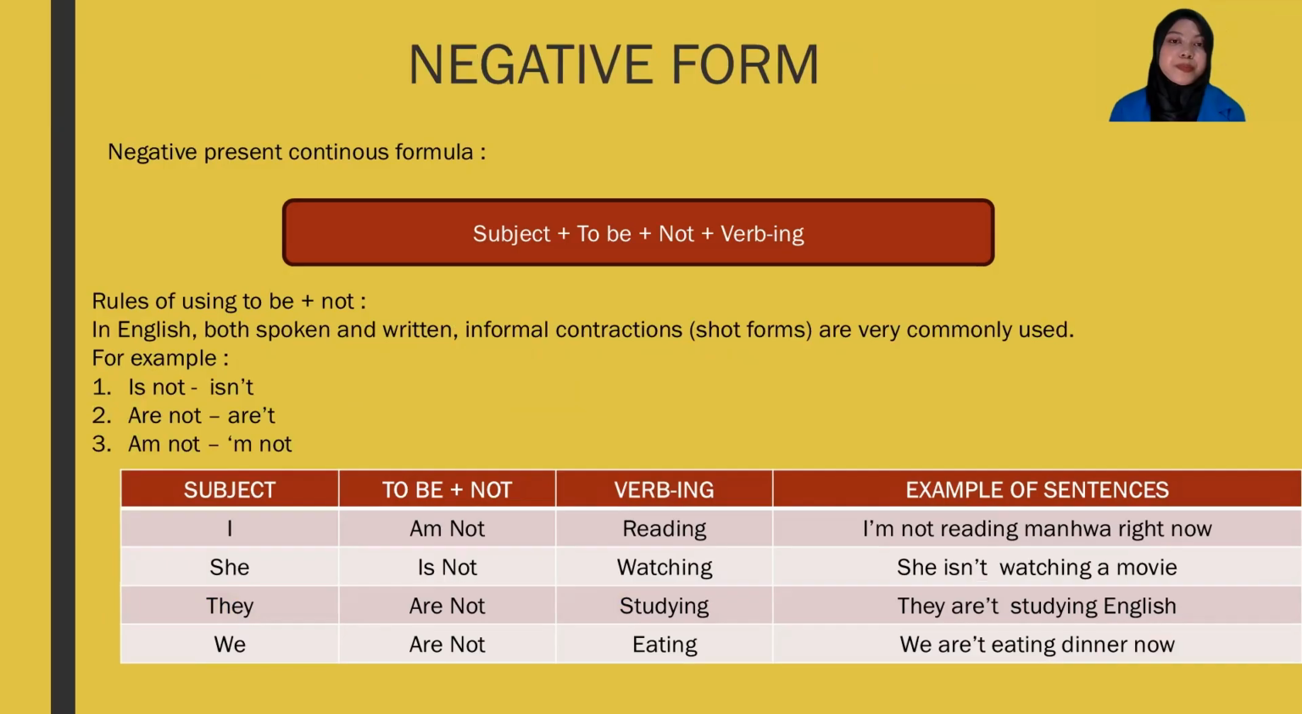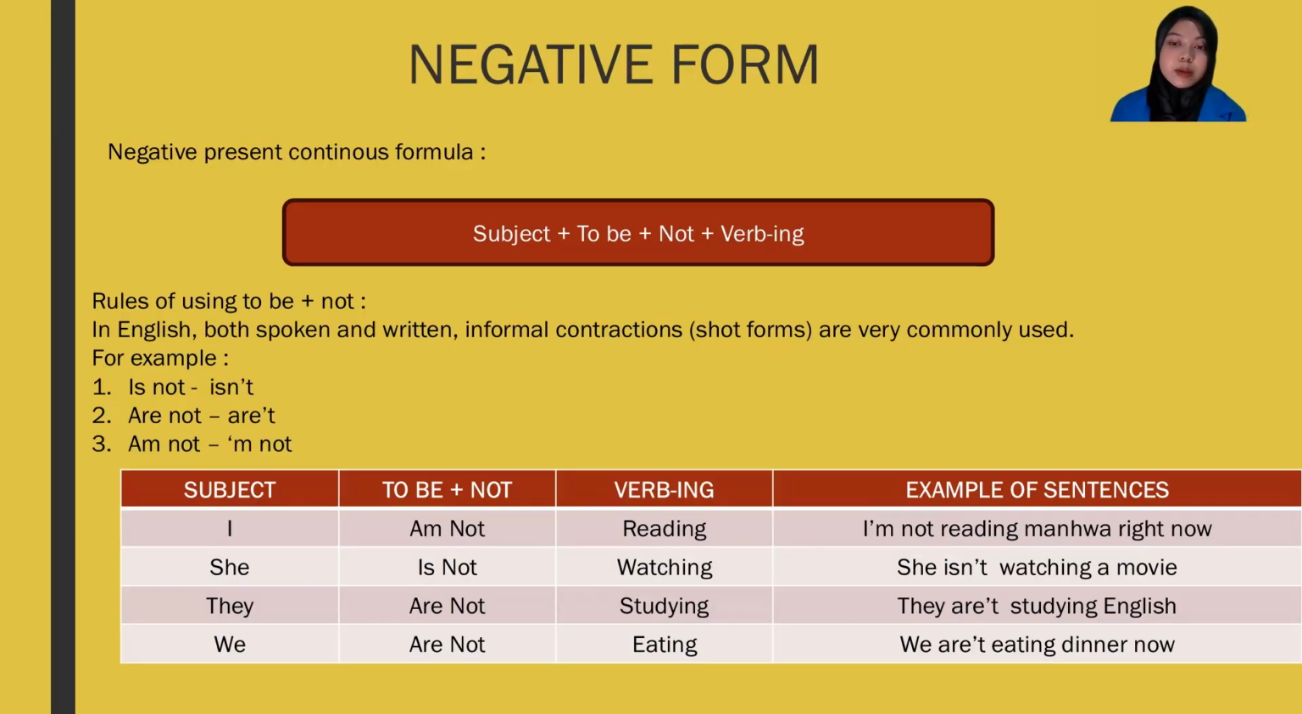Next, negative form. Negative present continuous formula is subject plus to be plus not plus verb-ing. Rules of use: to be plus not. In English, both spoken and written informal, contractions or short forms are very commonly used. For example, is not becomes isn't, are not becomes aren't, I am not becomes I'm not. Subject, to be plus not, verb-ing, and example of sentence. Subject I. Example of sentence: I'm not reading manhwa right now.